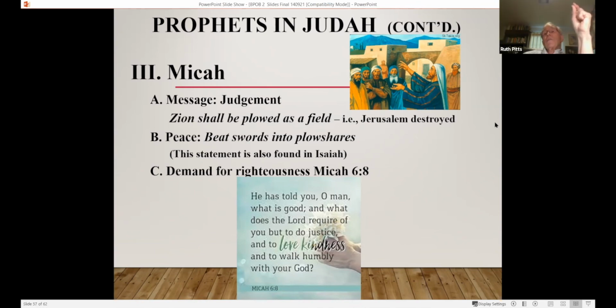And then the best summary of all the prophetic message is right here. This would be a great one to memorize if you're interested in getting key Bible verses. He has told you, O man, what is good and what does the Lord require of you? But to, here it is, do justice, love kindness, walk humbly with your God. So do justice, that's Amos. Love kindness, that's Hosea. Walk humbly with your God, that's Isaiah. So this is just a wonderful place to go as a summary of the message of the prophets. Okay.